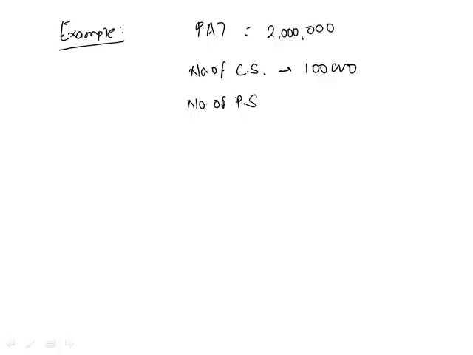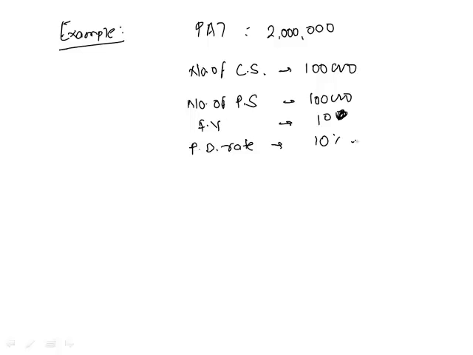Let's say a company has profit after tax of 2 million. It has got number of common shares. Common shares means simply the equity shares. So number of common shares 100,000. Number of preferred stock or number of preference shares 100,000. Face value of this preferred stock is 10, and preference dividend rate is 10%. We have to calculate earning per share for the company.